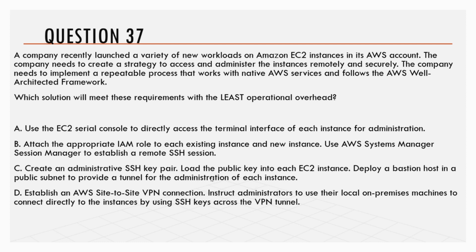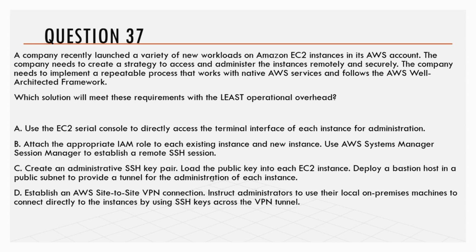A company recently launched a variety of new workloads on Amazon EC2 instances in its AWS account. The company needs to create a strategy to access and administer the instances remotely and securely. The company needs to implement a repeatable process that works with native AWS services and follows the AWS Well-Architected Framework. Which solution will meet these requirements with the least operational overhead? And the options are A. Use the EC2 serial console to directly access the terminal interface of each instance for administration.